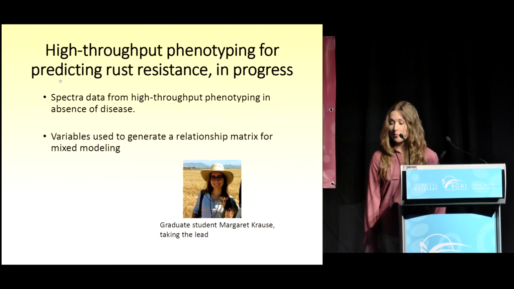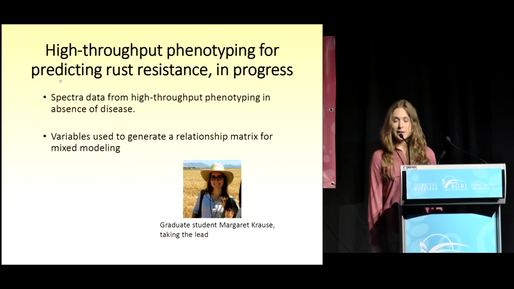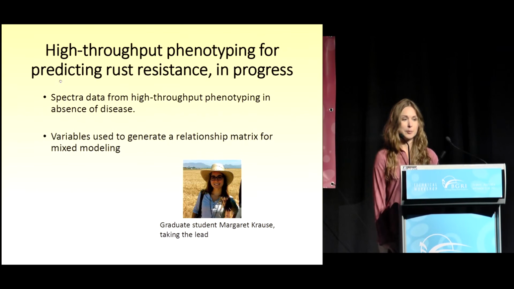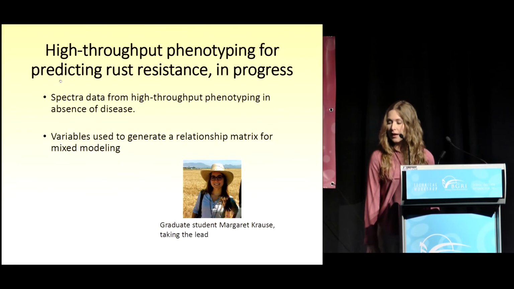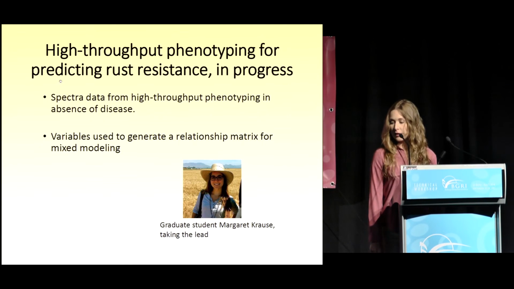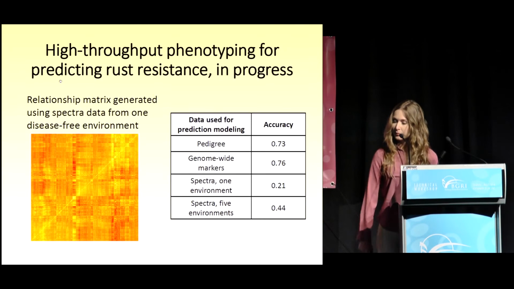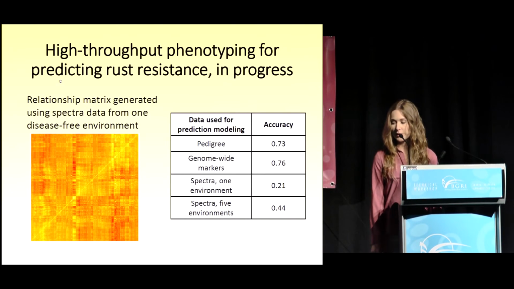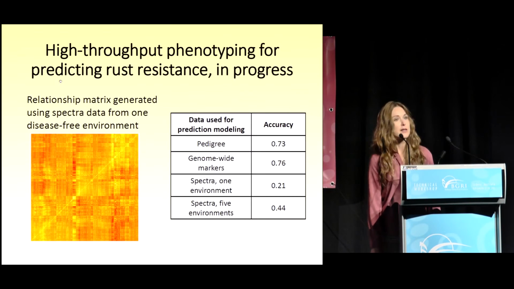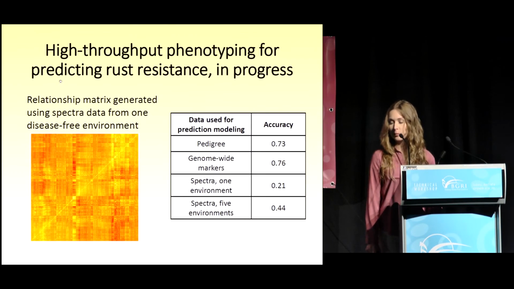using the data to generate a relationship matrix, a phenotypic relationship matrix. This is data collected in the absence of any disease, just from optimal growing conditions. The variables are collected through an aerial platform, and they're used to generate a relationship matrix for mixed modeling. Here is a little bit of progress so far, and we're just scratching the surface. It really is in early stages and we have a lot further to go.